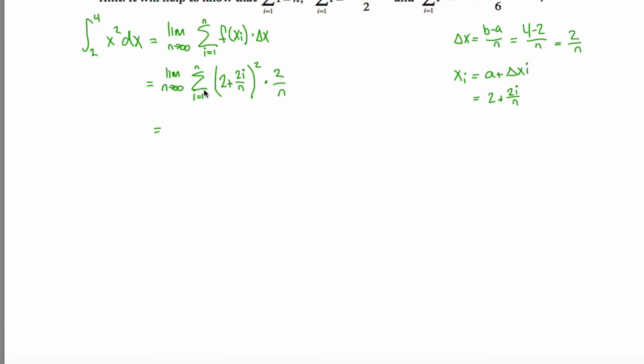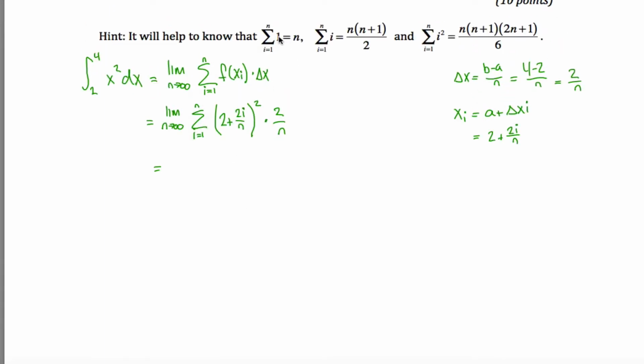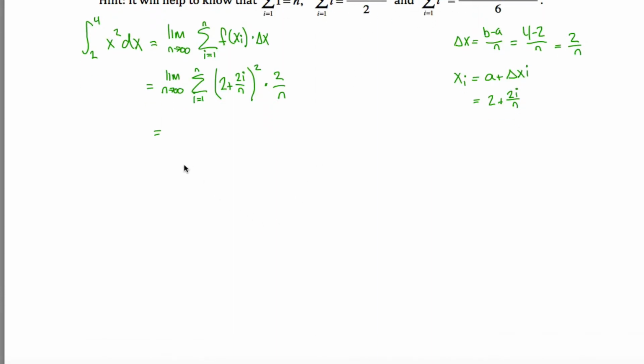Okay, so now you have a sum. You want to rewrite this sum so that it's just the sum of the number 1, the sum of i, or the sum of i squared, because those are the 3 hints that I gave you here. So I got the limit as n approaches infinity of, let's mess with this sum. I got the sum from i equals 1 to n of, if you expand this thing, you would get 4 plus, and then the O and the I in FOIL will be the same. Both of them will be 4i over n. So if you add 4i over n and 4i over n, you get 8i over n. And then the L in FOIL would be 4i squared over n squared. But you got to multiply all of those by 2 over n.